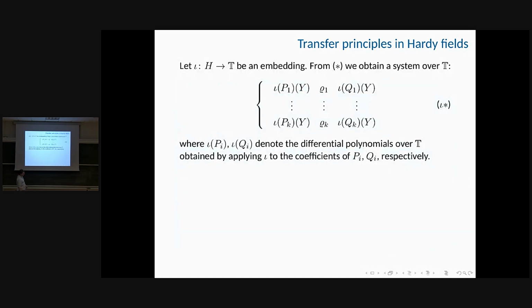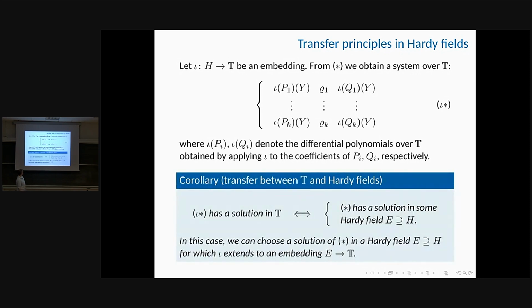Then if you have such an embedding, there's also a transfer principle that relates solutions in H to solutions in T. If you have an embedding, you can apply it to all the coefficients in the system and get a system over T. Then there's a transfer between T and Hardy fields. This was some of the key that we proved, because we already understood the algebraic differential equations that could be solved in T. Once we proved this transfer result, we knew what was going on in Hardy fields. So the system that you map into T has a solution in T if and only if the original system has a solution in some Hardy field.